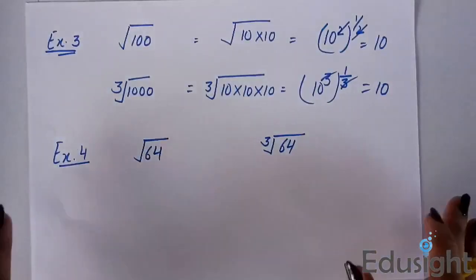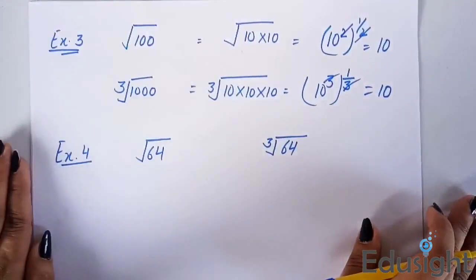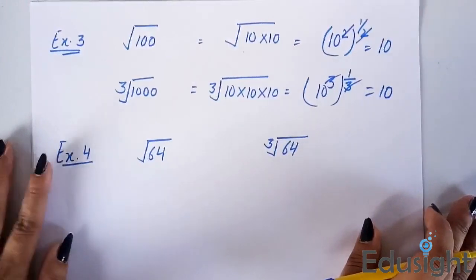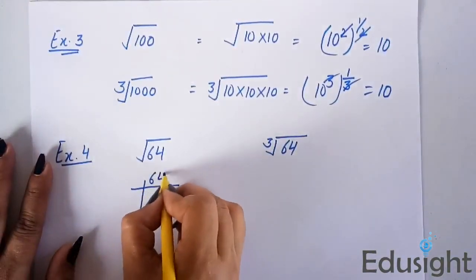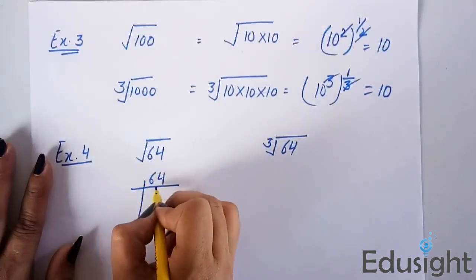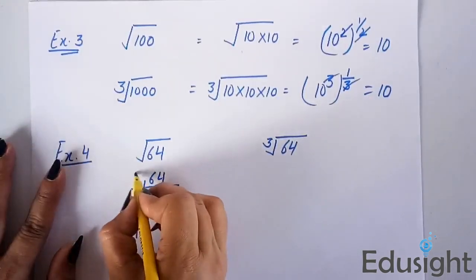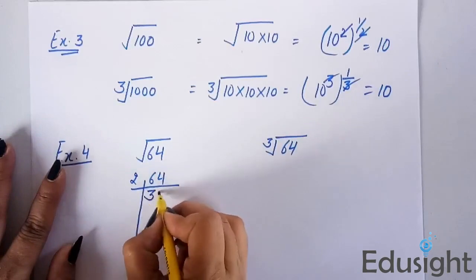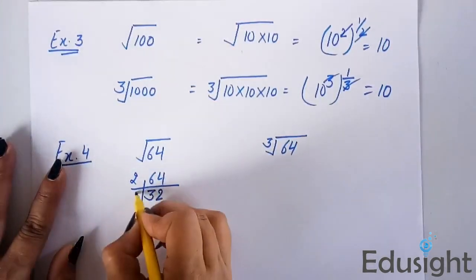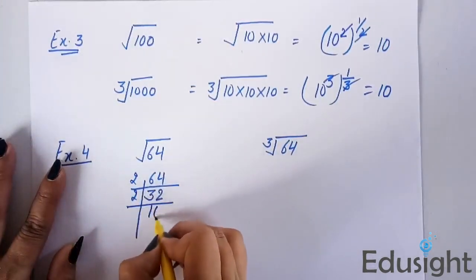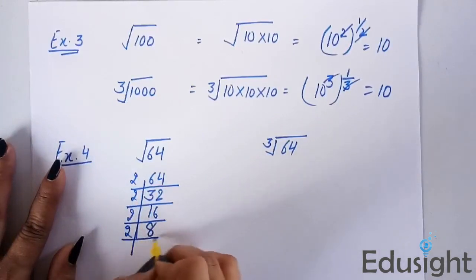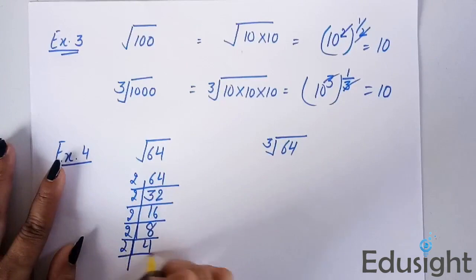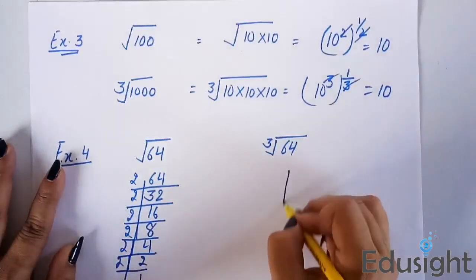Now I'll explain one more method to find out the square root and cube root. It's the prime factorization. 64 is an even number. It's easily divisible by 2. So we write here 64 divided by 2 is equal to 32. Then 16. Now it comes 8, 4, 2 and 1.